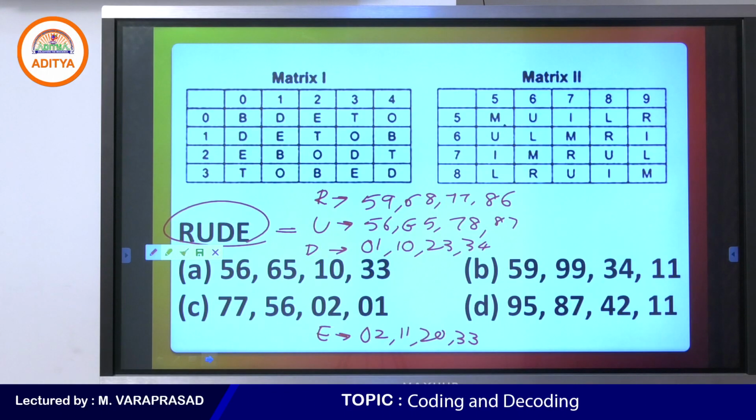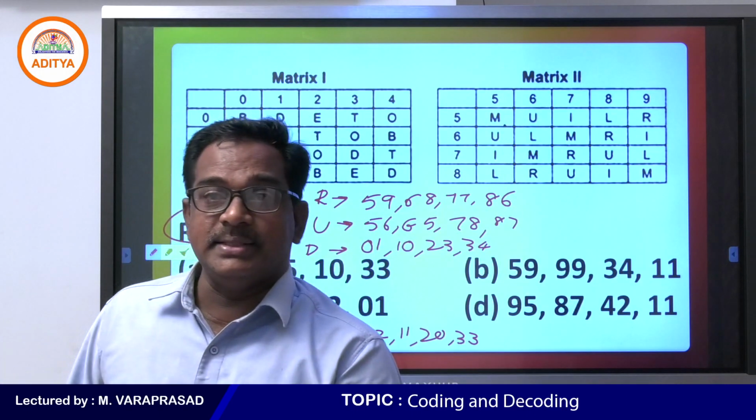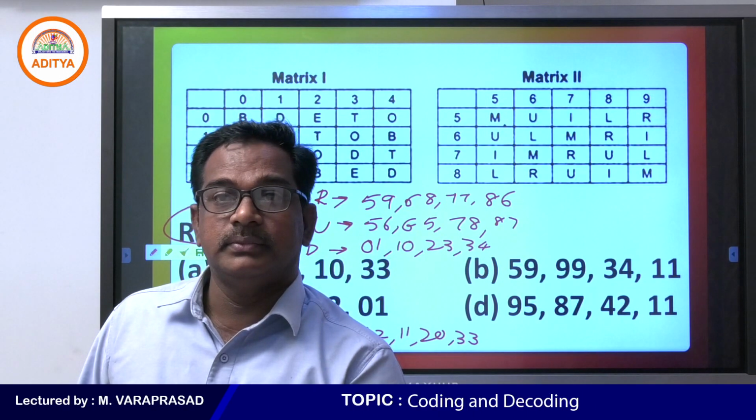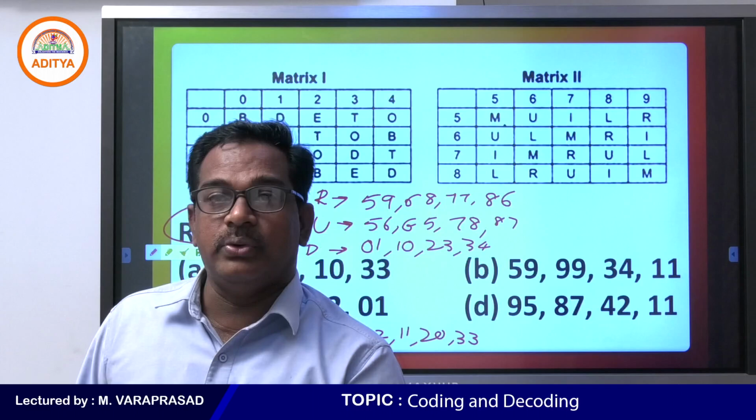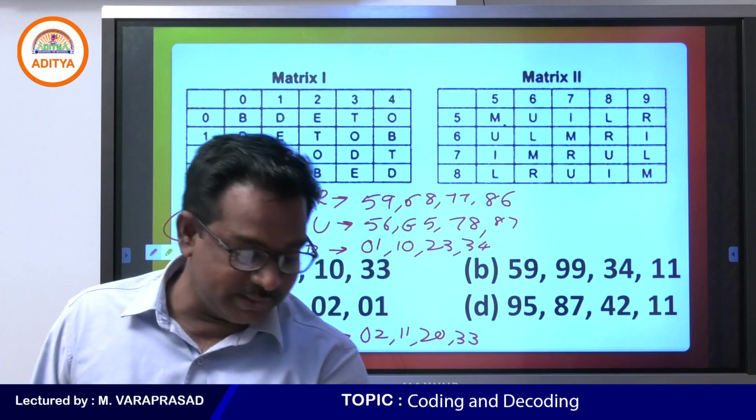What is the mixed one here? Yes, 77, 56, 02. If you take the first option, 56 is there. Second option, 65, no. 59 is there. Next, 99 is not there. 34, 11, yes. If you take the fourth option, in this option the answer is there. No option, yes, very good. So one more option, none of these, is there.